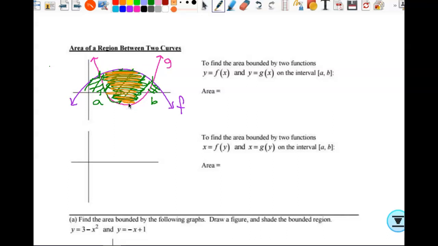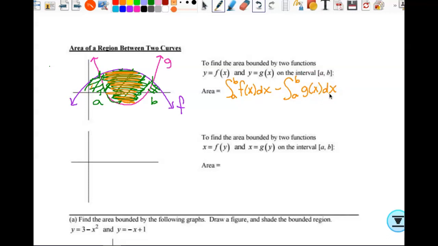So that's the area between the two, right? But I have this area right here that I need to subtract out. And that's the area between G and the x-axis. Does that make sense to you? So what I want to find is the integral from A to B of f of x dx, and I'm going to subtract the integral from A to B of g of x dx.